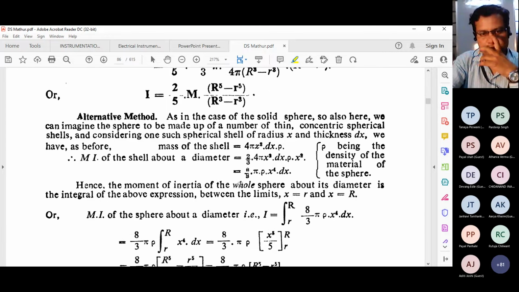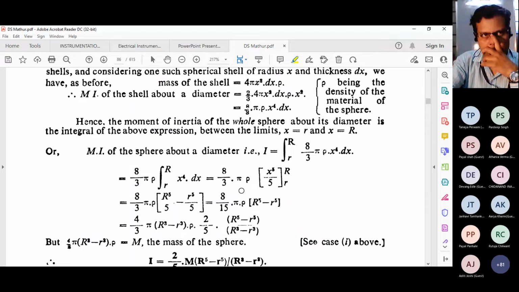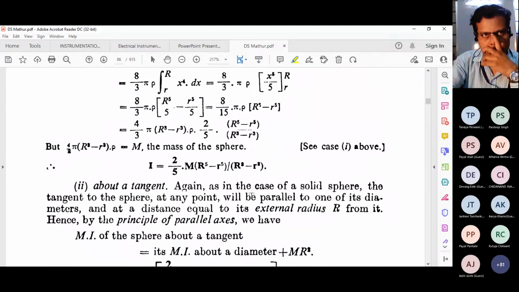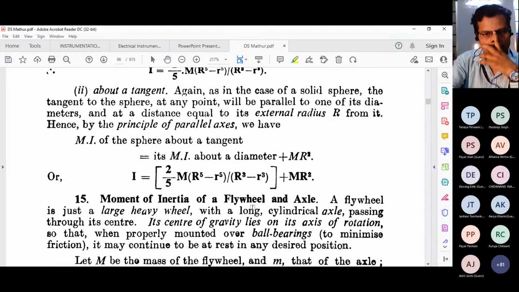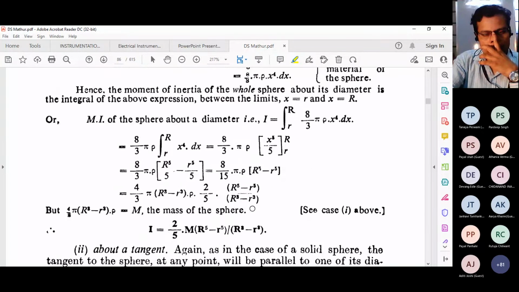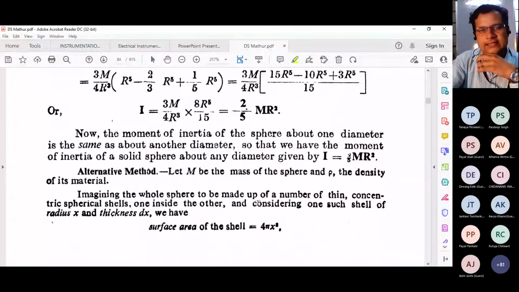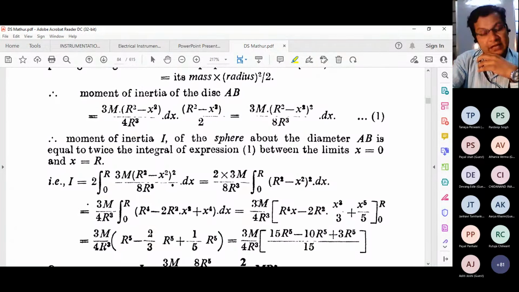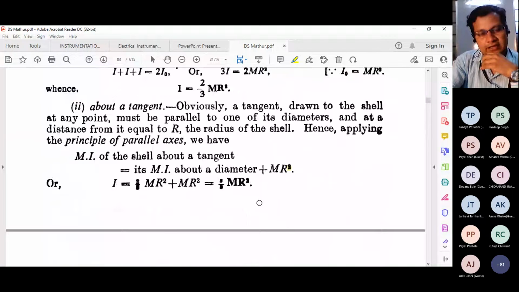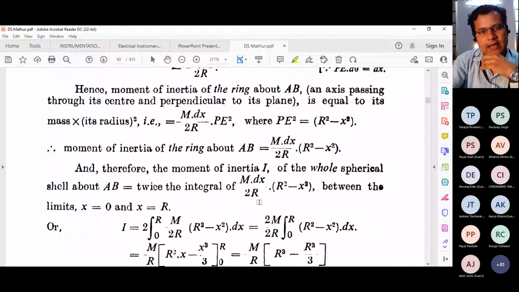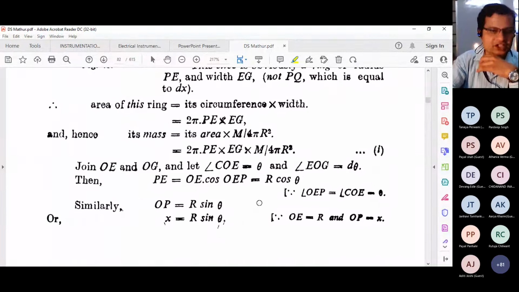So I'm not going into the alternative methods, but I will send you this portion for your explanation. So today we have discussed three things. One is the spherical shell. One we say solid sphere. The other we say thick spherical shell.